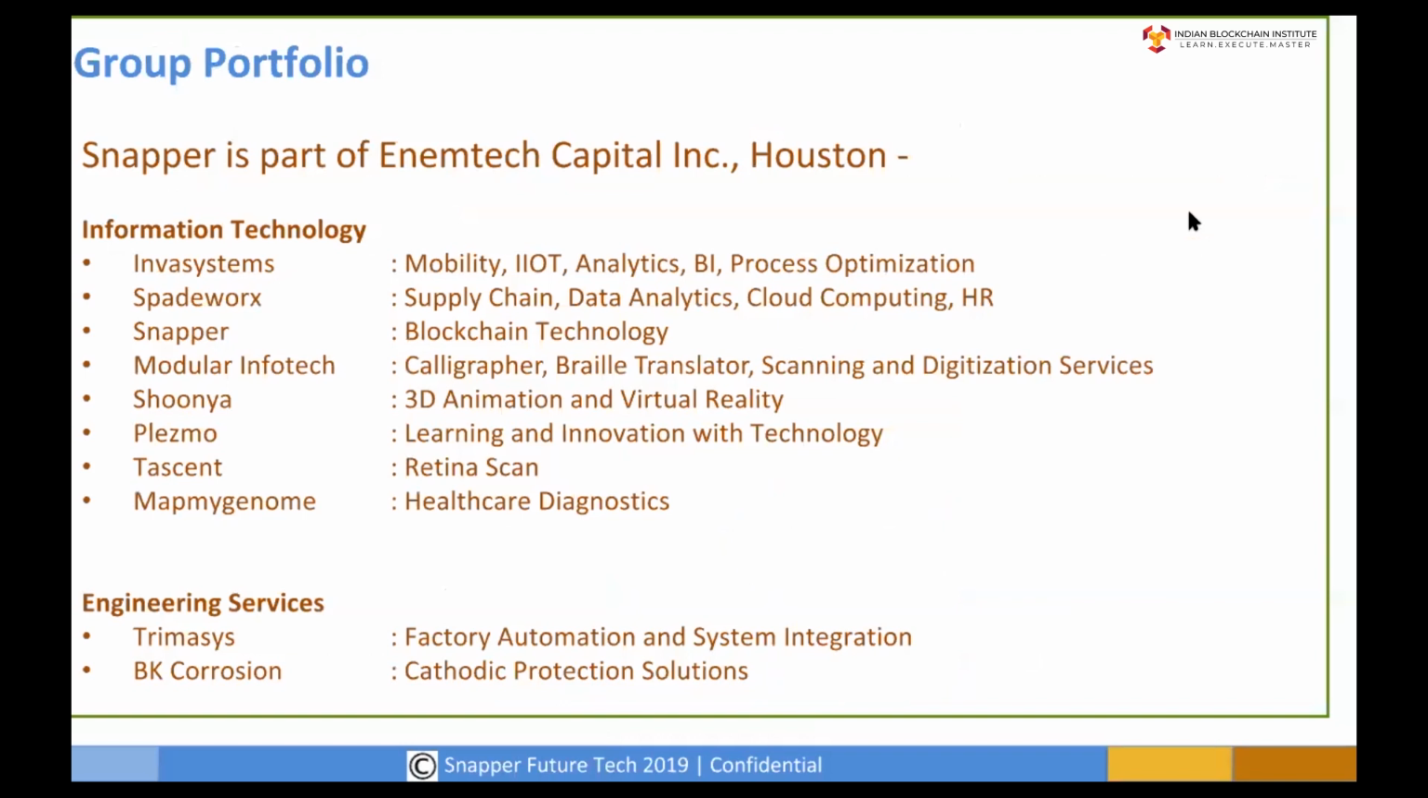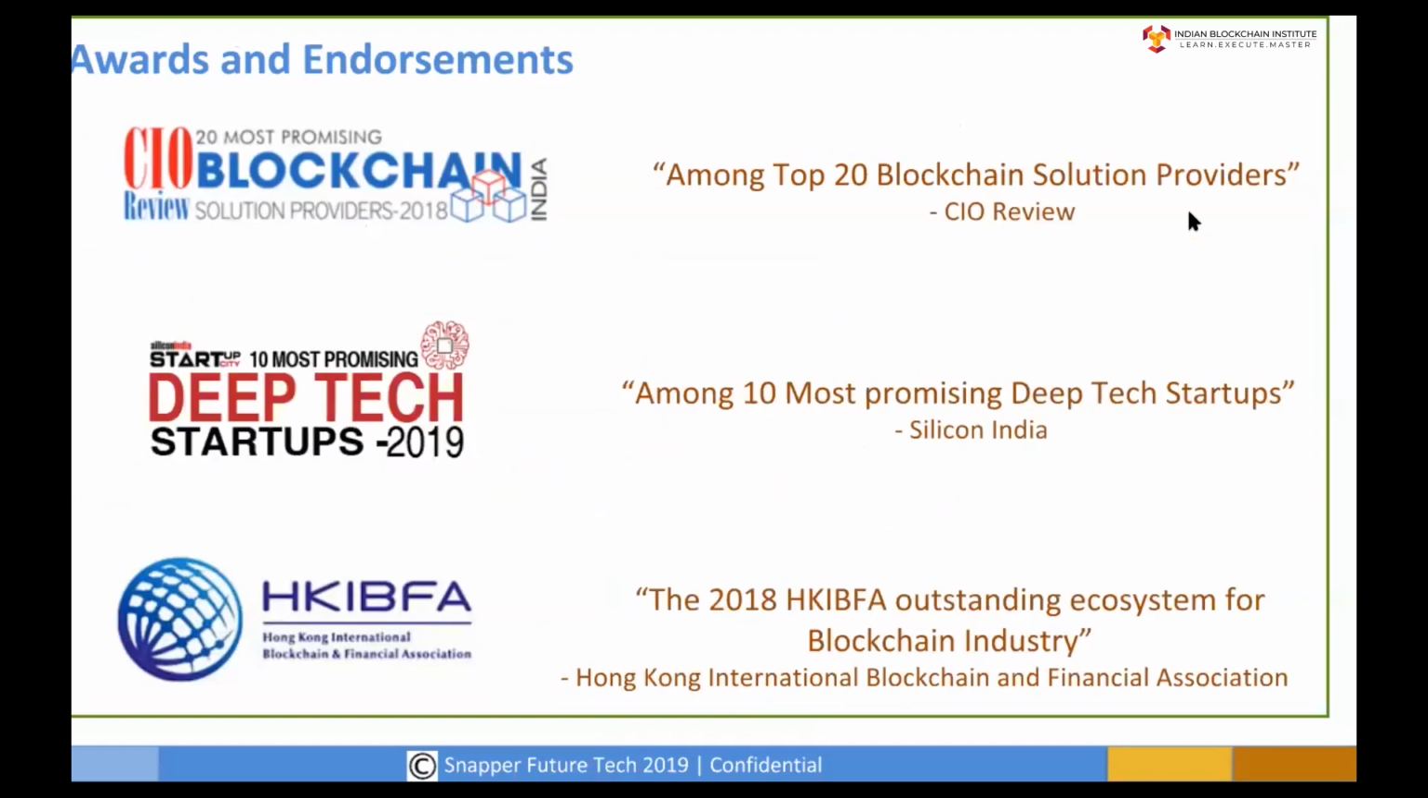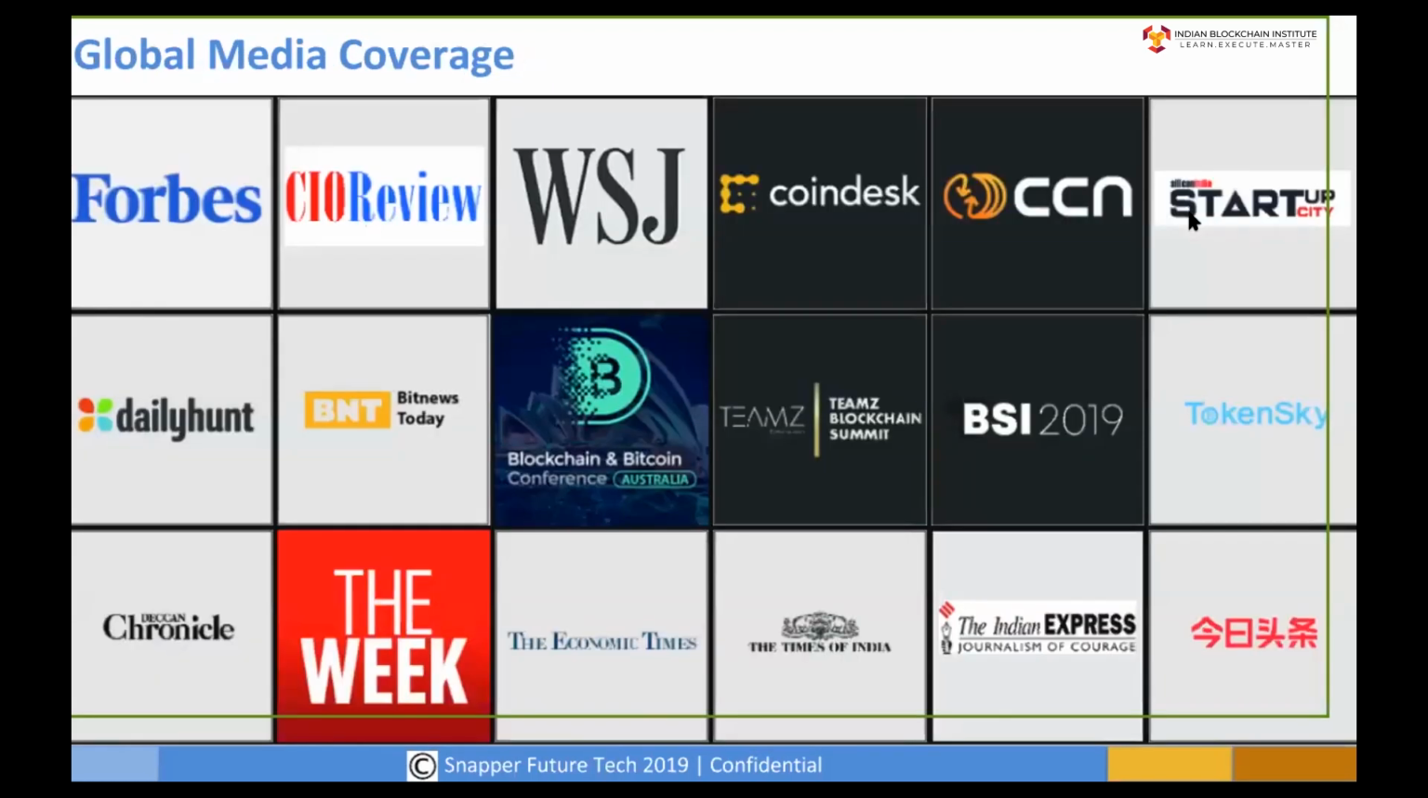Snapper is a part of NMTech Capital in Houston. Under the NMTech group, there are multiple startups which are into IoT, artificial intelligence, 3D animation, VR, AR, and we are also there in blockchain technology. NMTech also consists of engineering services companies like Premises Company, which is in Pune, and BK Corrosion. These are some of the awards and endorsements that we have received, and we have also been featured in Forbes magazine, CIO, CoinDesk, Times, The Week, The Chronicle, etc.